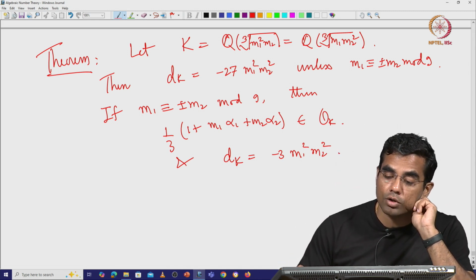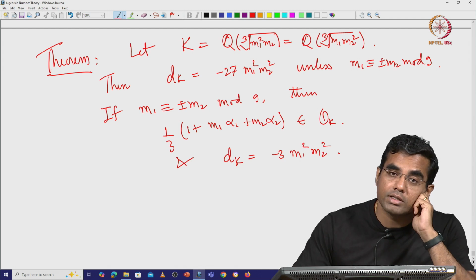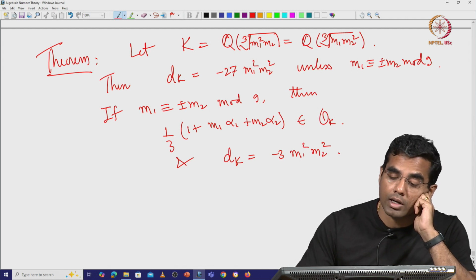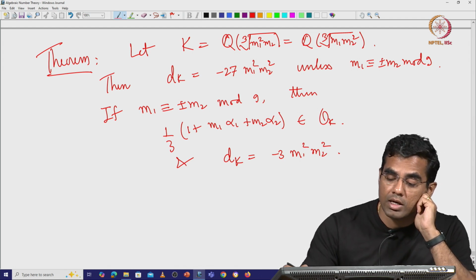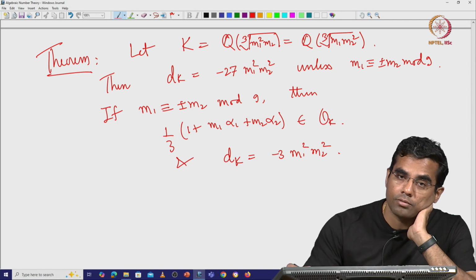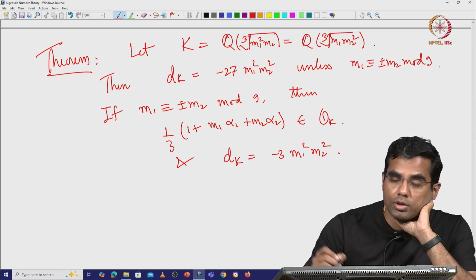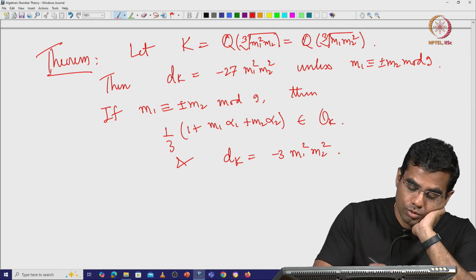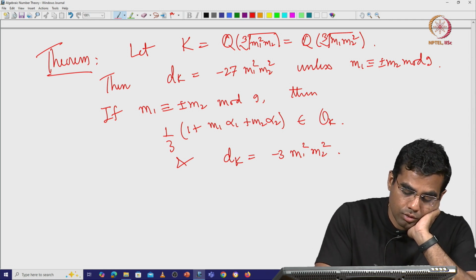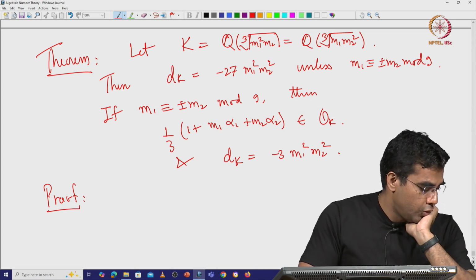So, unless m1 is plus or minus m2 mod 9, the discriminant is minus 27 m1 squared m2 squared, and in that case 1, alpha 1 and alpha 2 is a basis for OK. If not, then you have to include one more element, and then you can generate OK. All right, so, proof.